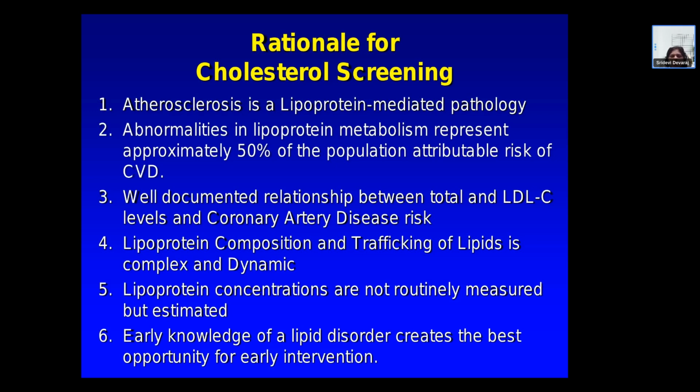The rationale for the screening is that atherosclerosis is primarily a lipoprotein mediated pathology, and abnormalities in lipoprotein metabolism account for 50% of the population attributable risk of coronary artery disease. There's a very well documented relationship between total and LDL cholesterol levels and coronary artery disease risk. But the one thing that all of us need to know is that lipoprotein concentrations in routine practice are not measured but estimated. Of course, early knowledge of a lipid disorder creates the best opportunity for early intervention.